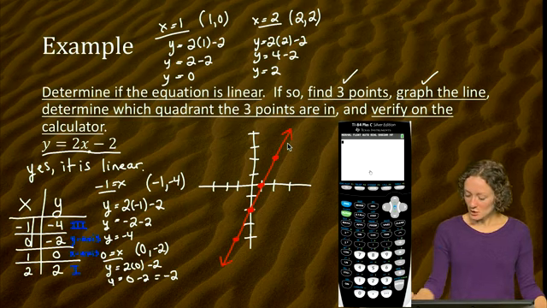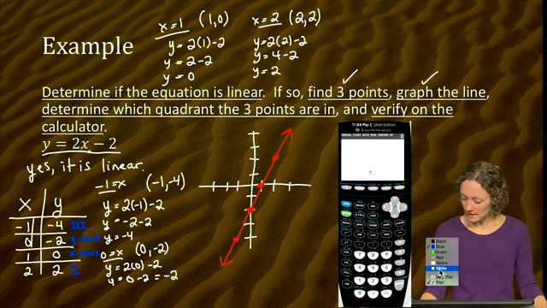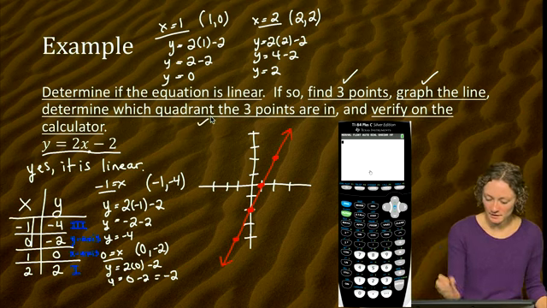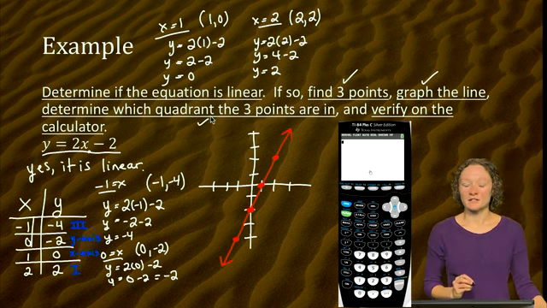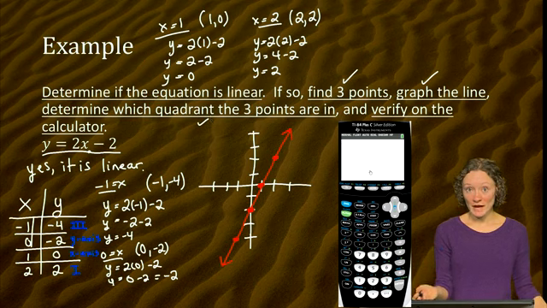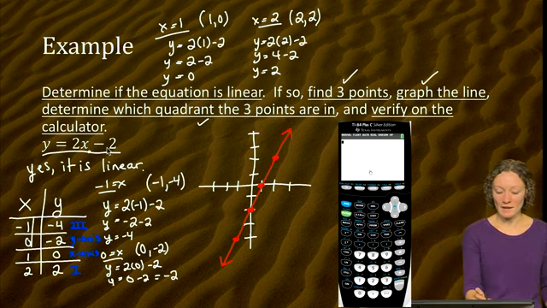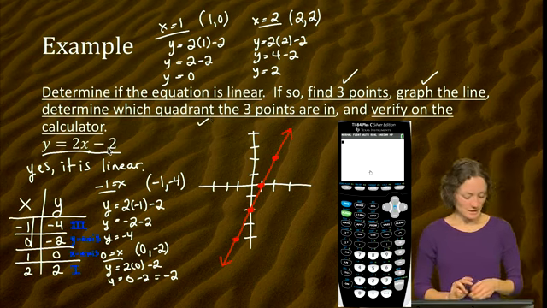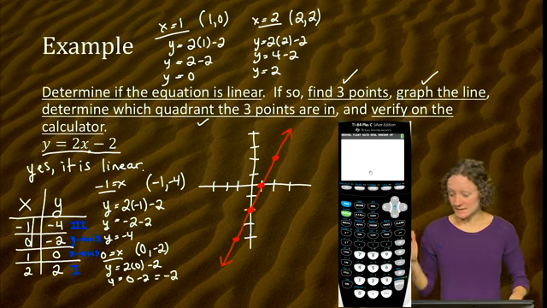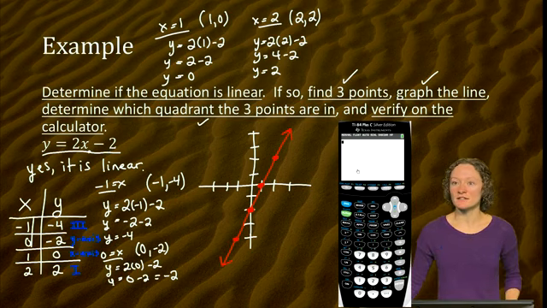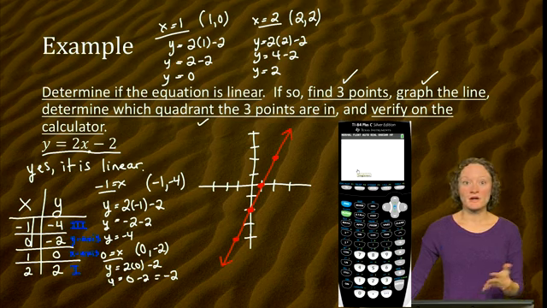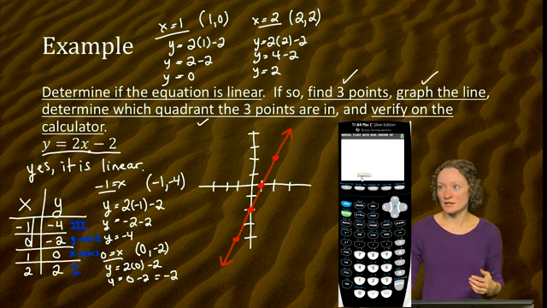All right, so we've determined the quadrants. Now let's take a look at the calculator. Last thing, verifying on the calculator. So remember, in order to look at it on the calculator, it needs to be in this format, y equals 2x minus 2. And it is, so now we can look at it on the calculator. If you have your TI-84 or 83, go ahead and take that out, and let's take a look.